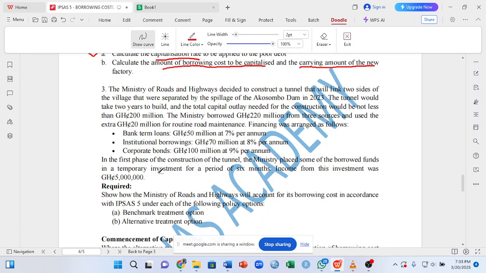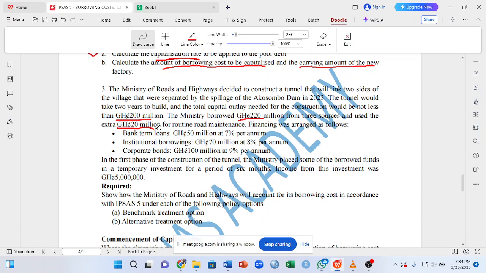The Ministry of Roads and Highways decided to construct a tunnel that will link two sides of the village that were separated by the spillage of the Akosombo Dam in 2023. The tunnel would take 2 years to build, and the total capital outlay needed for the construction would be not less than 200 million Ghana cedis. The ministry borrowed 220 million from three sources and used the extra 20 million for routine road maintenance. Financing was arranged as follows: bank term loans, 50 million at 7% per annum; institutional borrowings, 70 million at 8% per annum; corporate bonds, 100 million at 9% per annum.